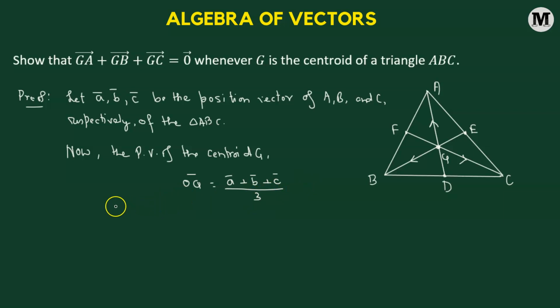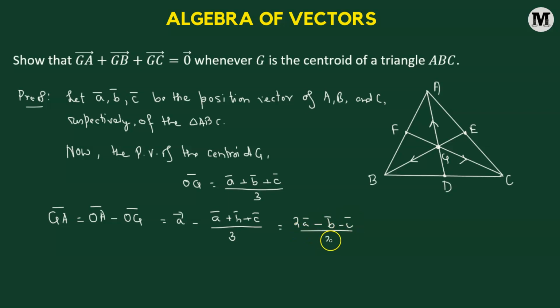Fine. So let's now define GA vector. Now what is GA vector? GA vector will be OA vector, the position vector of the vertex A, minus the position vector of the centroid. So OA vector, that's vector A. So we have A vector minus A vector plus B vector plus C vector divided by 3. So we have 3A vector minus A, that means we get 2A vector minus B vector minus C vector, whole divided by 3.